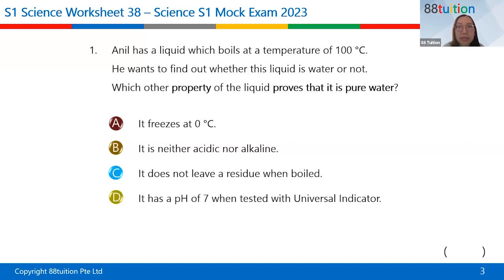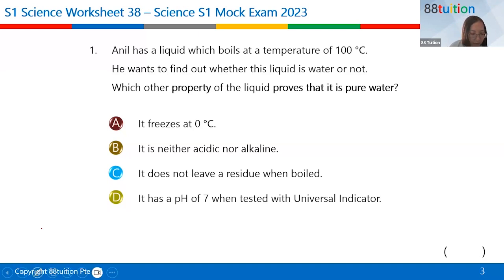I have Kirana's answer. Kirana, you can try again if you wish to. Good job, Ziqi. Now, Kirana, would you like to try this question again? Ziqi chose A. How about Bunny and Eldia? What do you choose? Okay, Kirana, you have changed your answer to A. How about Bunny and Eldia?